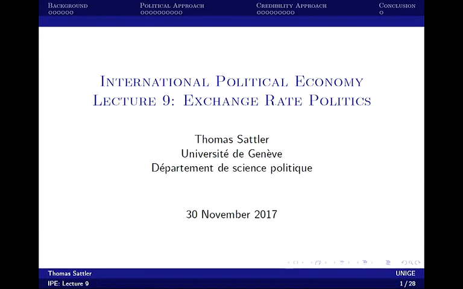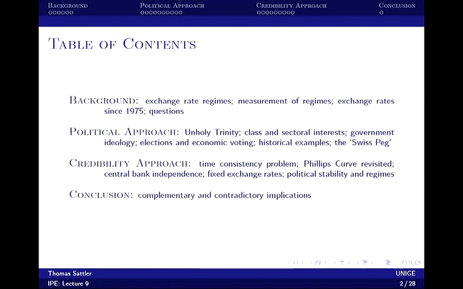Good. So today we're going to talk about exchange rate politics, and to some extent we are putting the theories or the arguments that we made last week about the collapse of the Bretton Woods system and the collapse of the gold standard on a more general ground and applying them to the international monetary system today. So I'm going to quickly review exchange rate regimes and how they can look. And here we need to talk about measurement, because it's not obvious how we should measure exchange rate regimes. So that's what we're going to do in the first part.